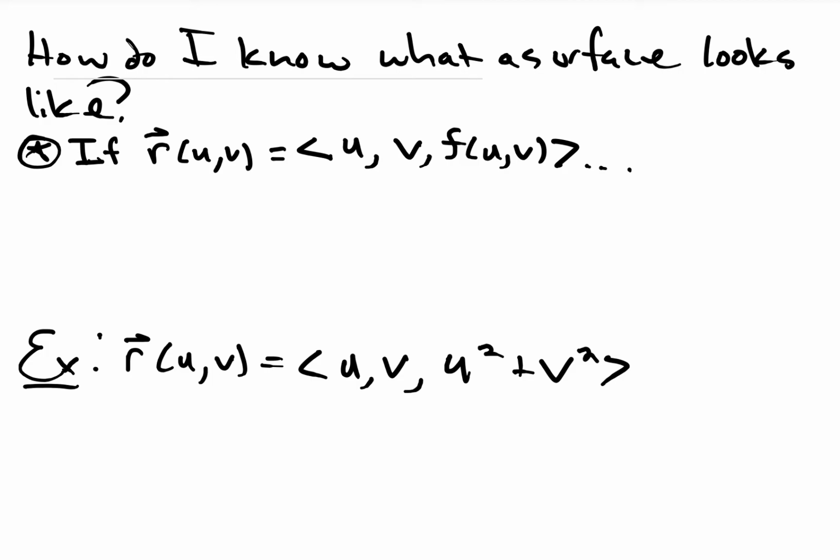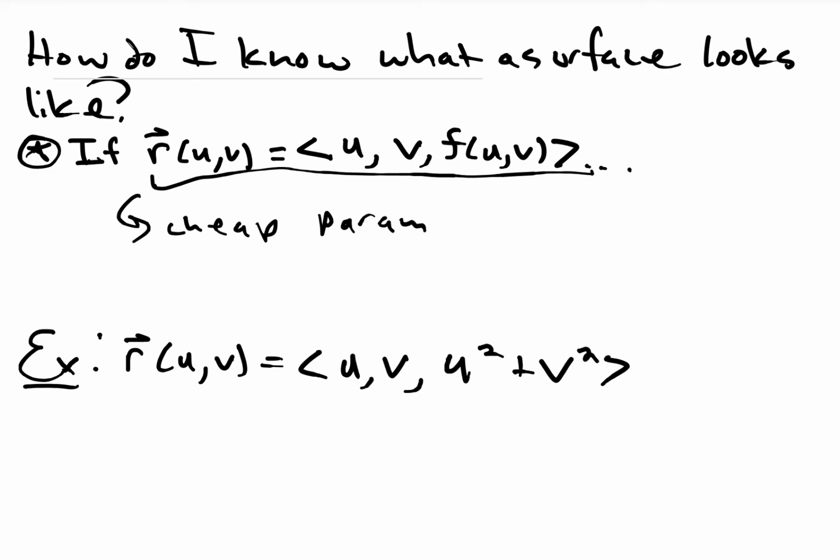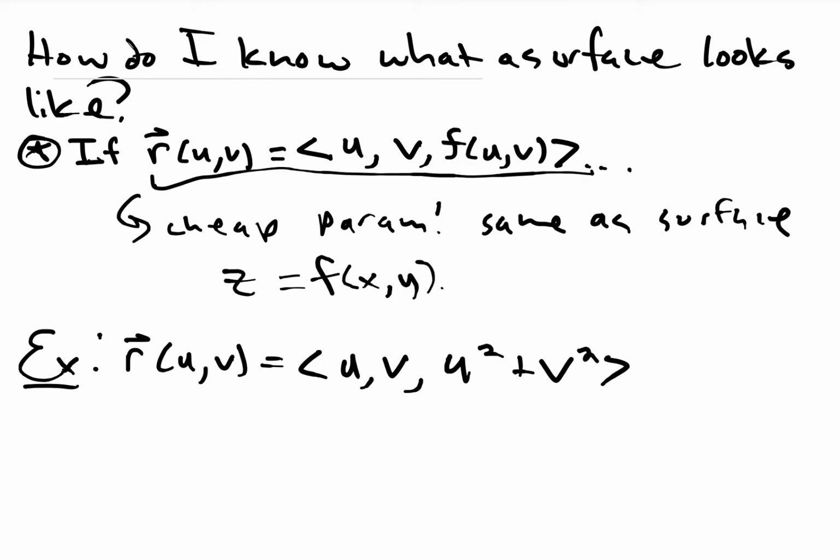If you see something that looks like u comma v comma a function of u and v, this is our cheap parameterization right here. So do be able to recognize this guy when you see it in either form. This is going to be the same exact thing as my surface z equals f of x, y, right?